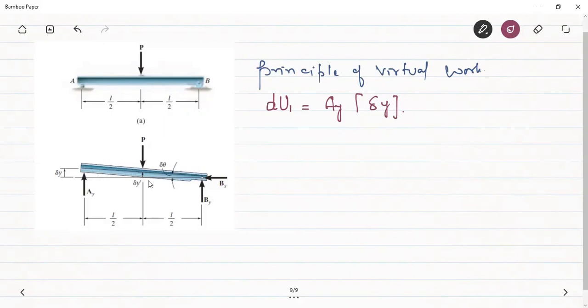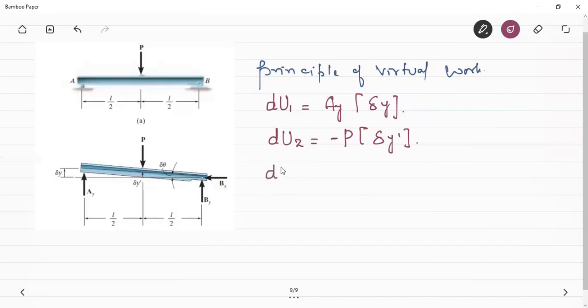Now we can see that this P is doing a virtual work. The virtual work due to this load will be equal to P, the load, and the displacement at this point is equal to delta y dash. But since P and delta y dash are in opposite directions, the displacement is in the upward direction while the load is in the downward direction. Therefore, this virtual work has to be taken as negative.